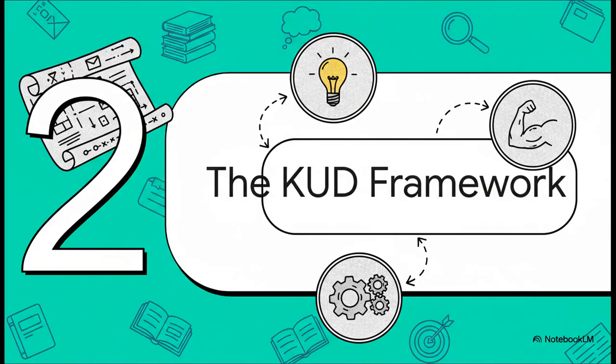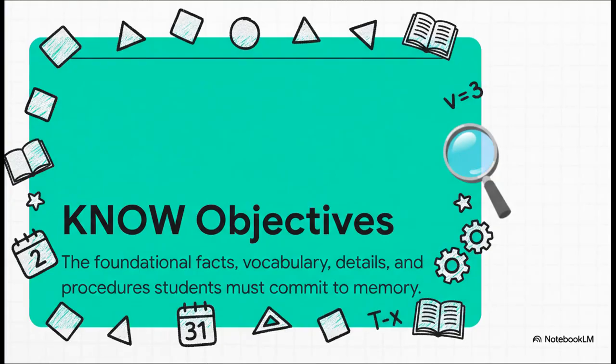Okay, so we know we need a blueprint. Awesome. But how do you write a good one? Well, one of the best tools out there for this is called the COOD framework. It helps you break down any learning goal into 3 really clear parts: what students need to know, what they need to understand, and what they need to be able to do. So let's start with know.